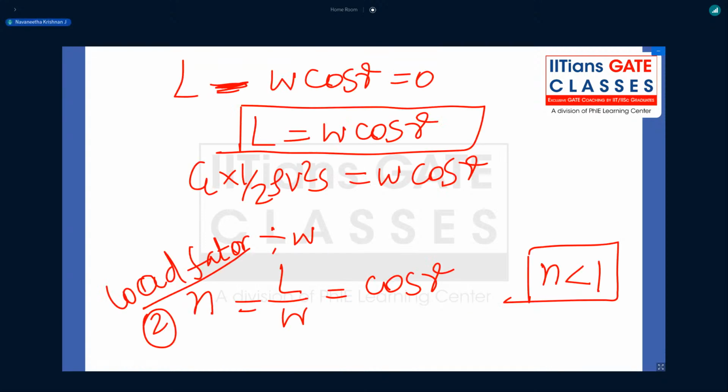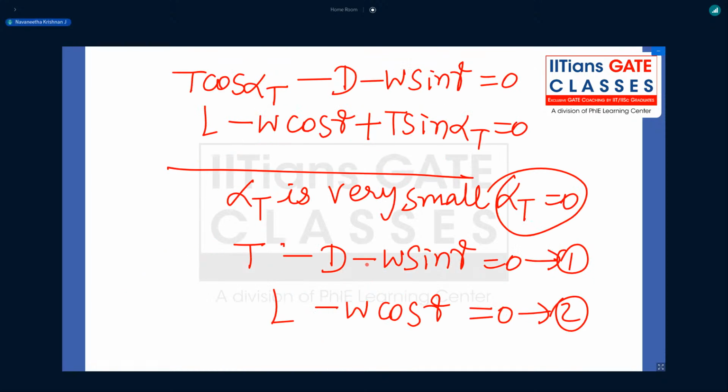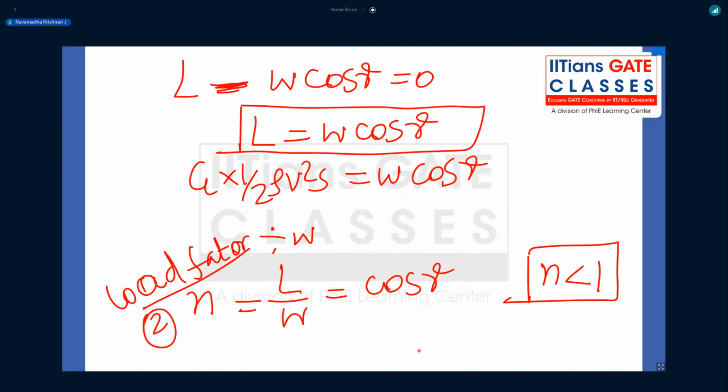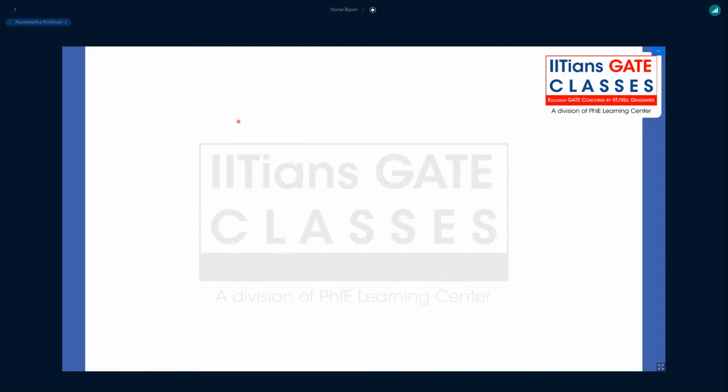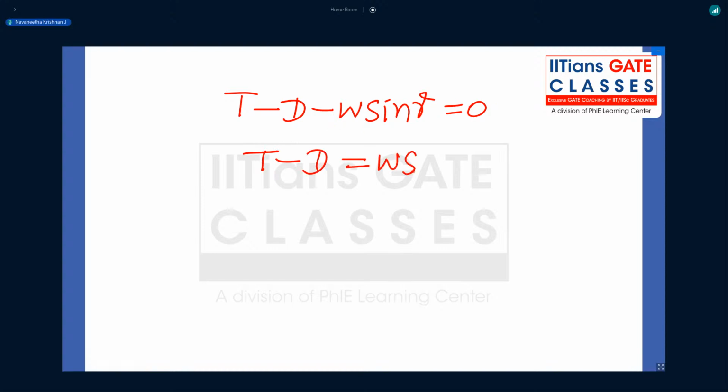I'll take the first equation. The first equation is thrust minus drag minus W sin gamma equal to 0. Now I'll take W sin gamma to the other side, so it becomes thrust minus drag equal to W sin gamma. Then I'll take the weight to the other side, so it becomes thrust minus drag divided by weight equal to sin gamma.